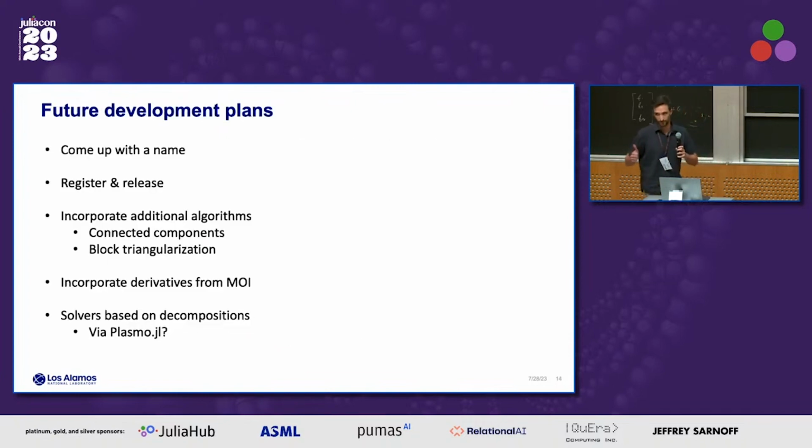Right, so what I'm going to do next with this is there's a couple other algorithms that we'd like to implement. We'd like to use some of the decompositions as maybe pre-processing steps for some solvers. Maybe we'll integrate with Plasmo, integrate with MOI for some derivatives, and yeah, that's what we're doing.